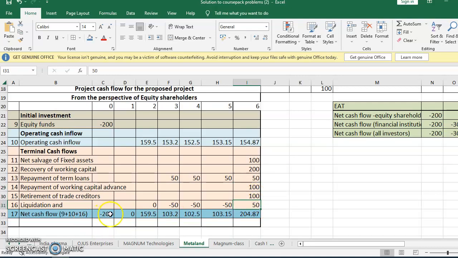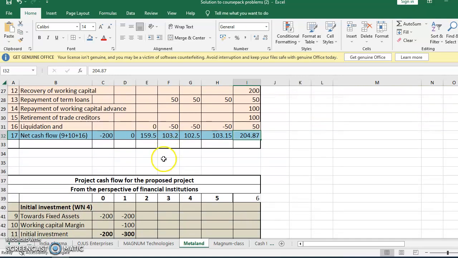So therefore net cash flow is nothing but what you have as an initial investment. So this is the initial investment, that is minus 200. However, in this case, it is 159.5 plus 0, which is this. And I've taken likewise everything. 153.2 minus 50 is 103. 152.5 minus 50 is this. And we've just taken 154.87 plus 50, which is 204.87. So this is from the point of view of equity shareholders.